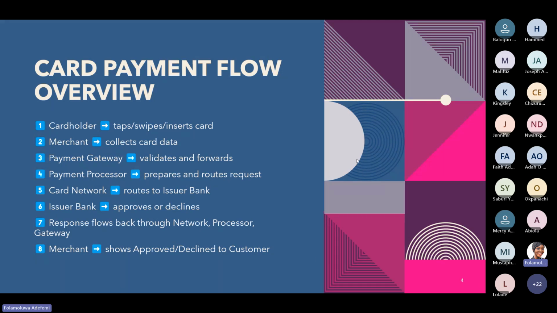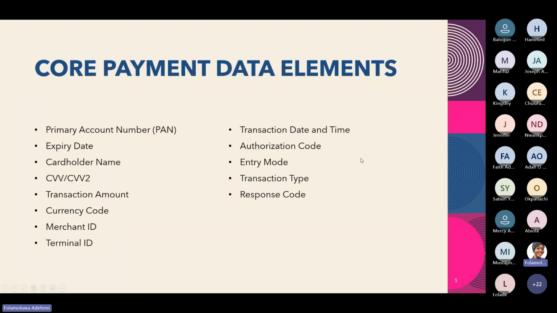Okay, so some core payment data elements. These are just very basic data elements that are transmitted during a payment or card transaction. So we have the PAN, primary account number. That's the very long digits that you have on your card. We have the expiry date. We know where that is. We have the cardholder name. That's also usually on your card. You have your CVV or CVV2. Those are the 3-digit security numbers that you have mostly at the back of the card.